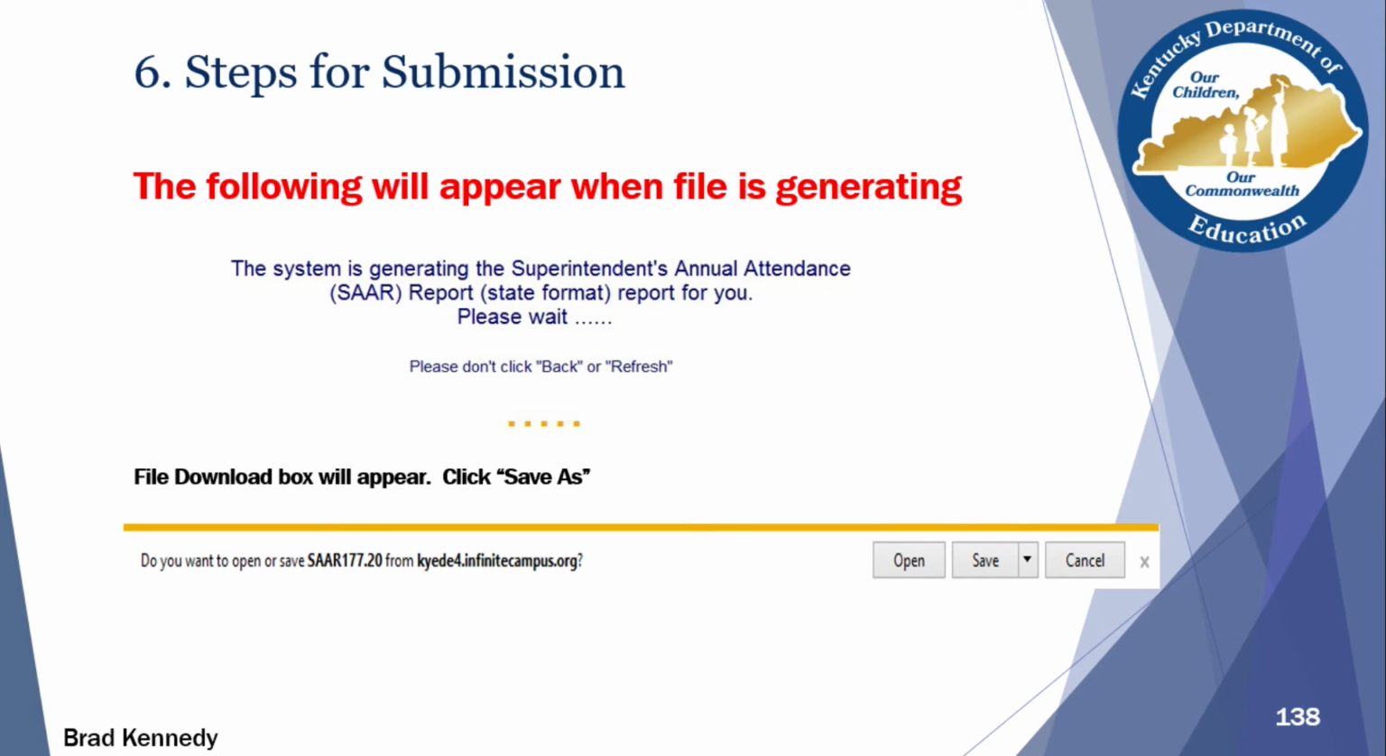And you should see a screen that looks something like this. You don't need to open it. It's going to come in a format that you won't necessarily be able to read, with just a bunch of different numbers going across the screen. What you'll want to do is click Save As.